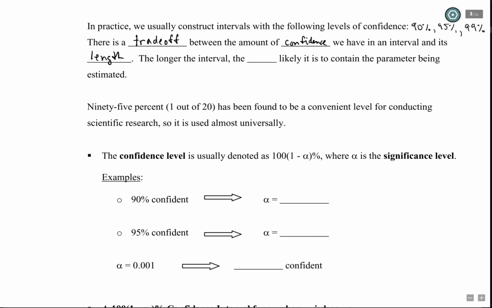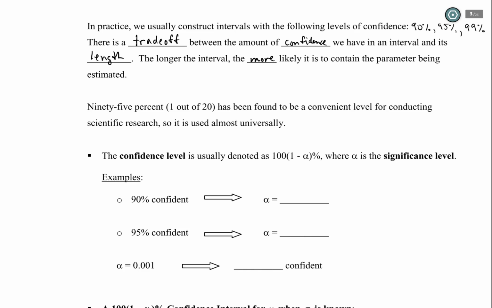This is the trade-off. The longer the interval, the more likely it is to contain the parameter being estimated. And so you want your interval to be correct. You want it to capture the parameter that's unknown. But for that to be more likely, the interval has to get wider. So there's this trade-off between the interval being really wide and having a high confidence. Sometimes the interval can be too wide. If it's too wide, then it's not useful.